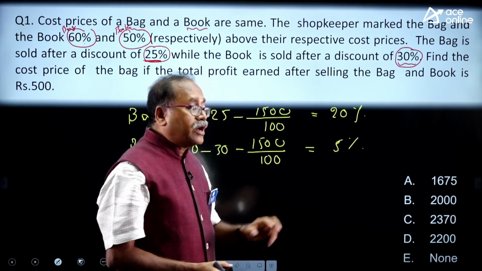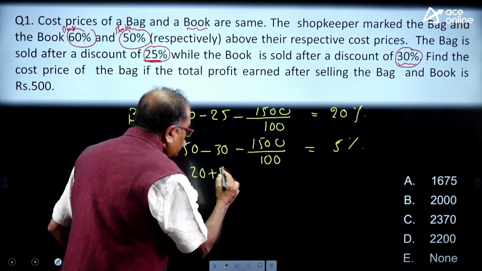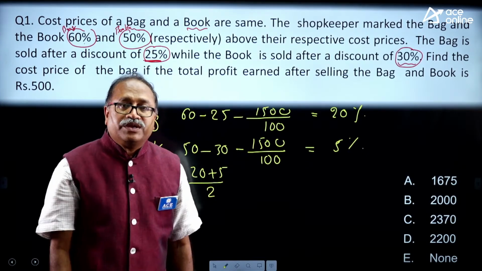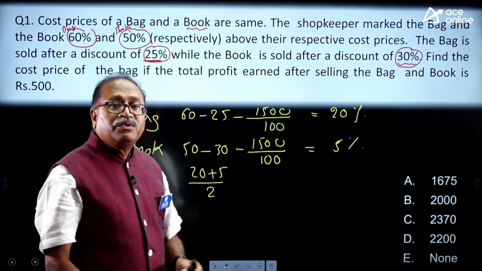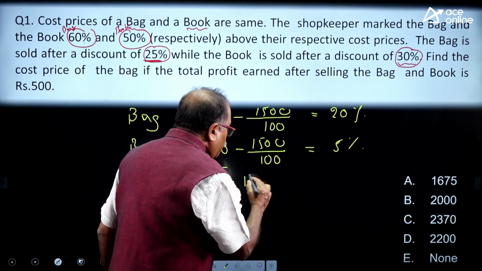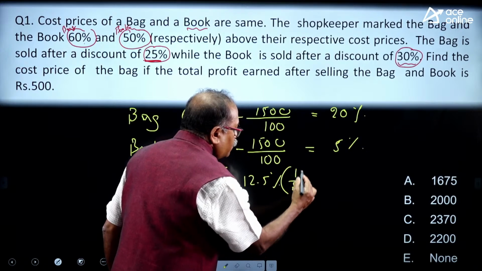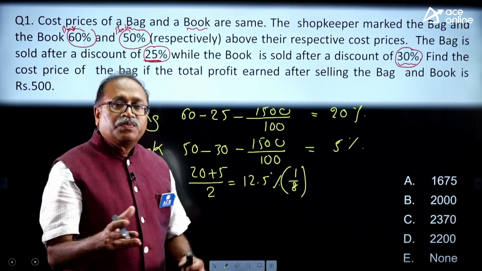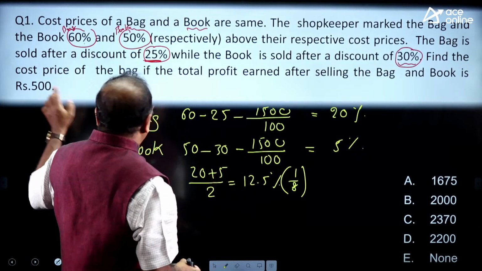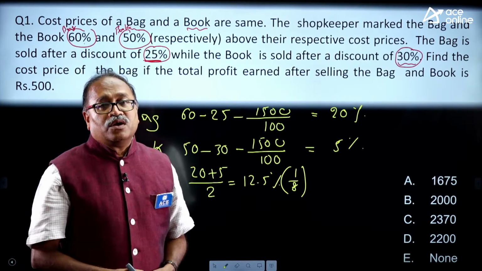So 20 plus 5 is 25. 20 plus 5, that's 25, divided by 2 is my overall profit or loss percentage. And how much is that? 25 divided by 2 comes to 12.5. So this 12.5 percent profit, I can write this as 1/8 of the cost price is the profit. And when 1/8 is equal to 500, then what is the overall cost price?